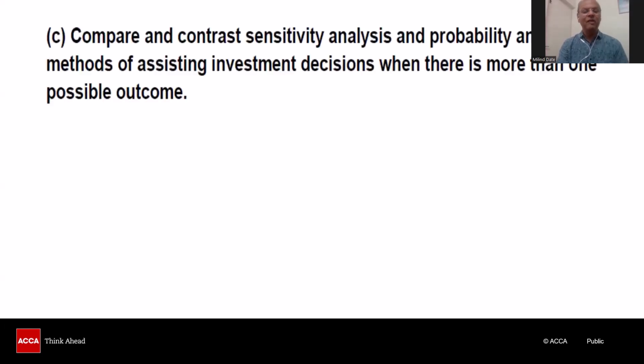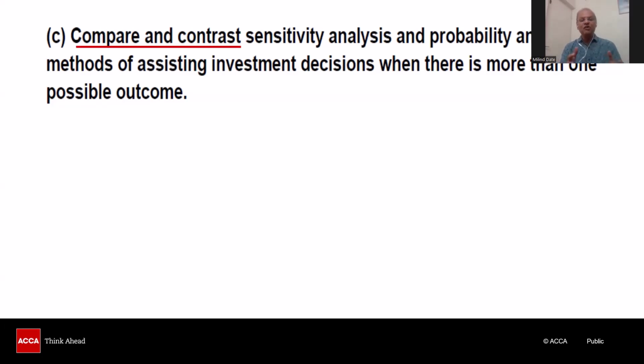So let me give you a sample of how this could be tested in the FM section C of the examination. Compare and contrast sensitivity analysis and probability analysis as methods of assisting investment decisions when there's more than one possible outcome, right? So let's identify key words and key phrases from this.